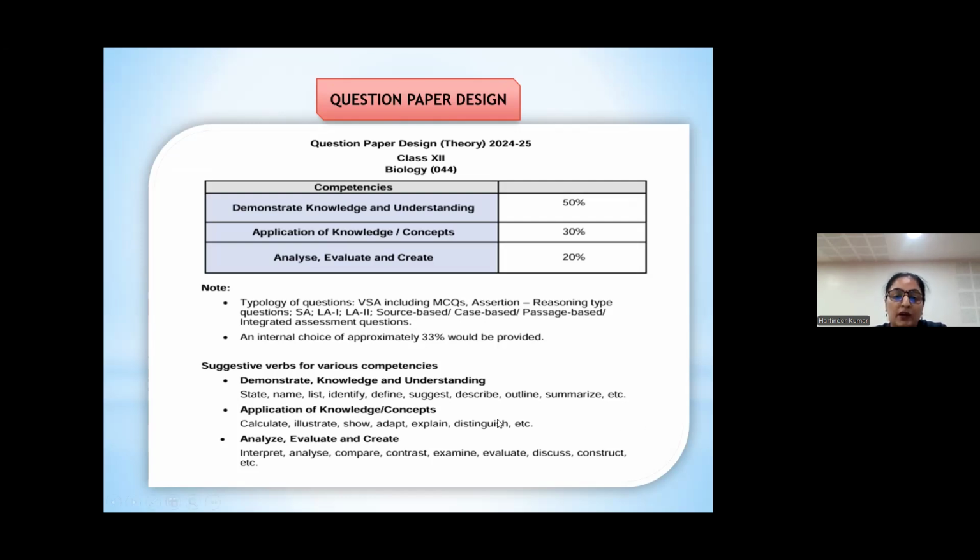They have given certain verbs for these competencies. For remembering and understanding, we can use identification, definitions, outlining. For application, or apply, we can use to calculate, to explain, to distinguish, to differentiate. And for analyze, evaluate, and create, we can use interpret or justify the statement for evaluation, and construct anything for the create.